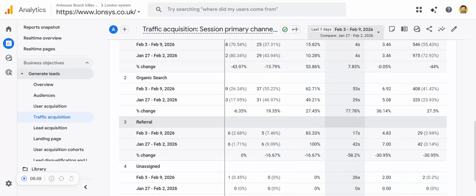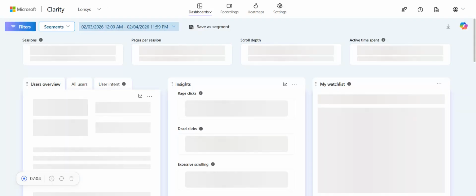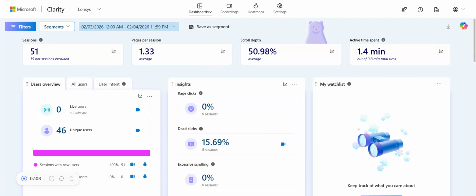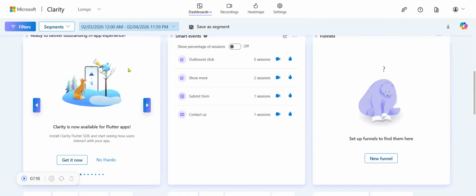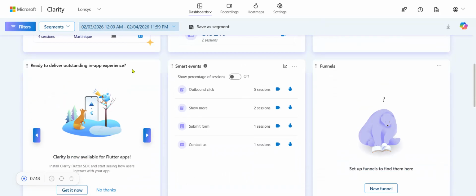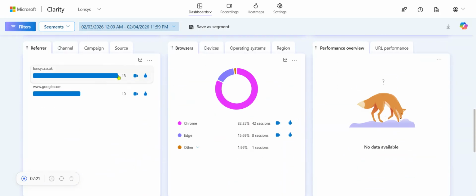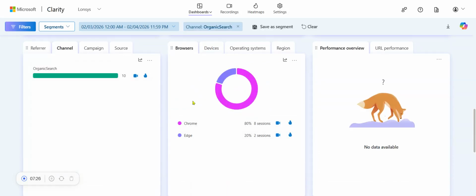These numbers help, but numbers alone are not enough. What else can you do? You know the saying, seeing is believing. So this next platform allows you to see, and it's called Clarity by Microsoft. The registration and installation process for this platform is very straightforward. And what it allows you to do is see live videos of the sessions, and that will allow you to identify what aspects of your website you need to improve.